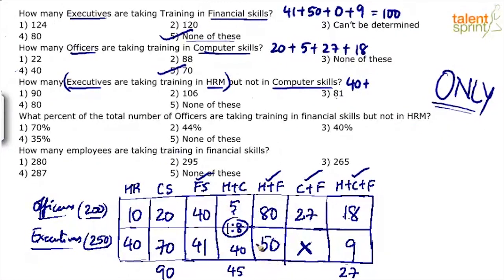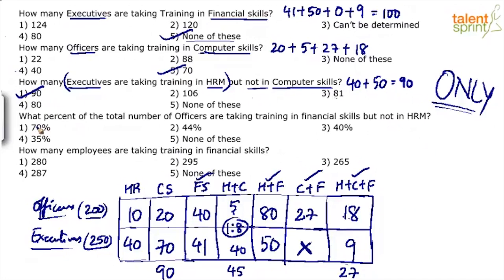Can this 50 be taken? Yes, because it is HRM but not computer skills. Plus 50. Can this 9 be taken? No, because this is HRM but also computer skills. We don't want computer skills. So 40 plus 50, 90 would be the answer, which is option 5. Remember, you cannot include this 9 because we don't want to consider computer skills. 9 cannot be taken. So 90 is the answer.